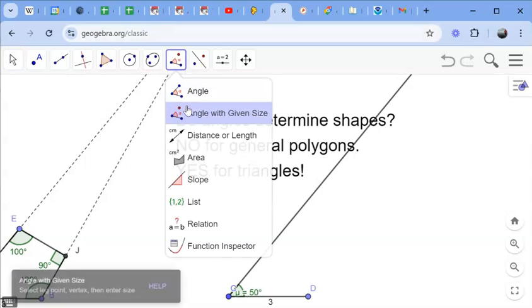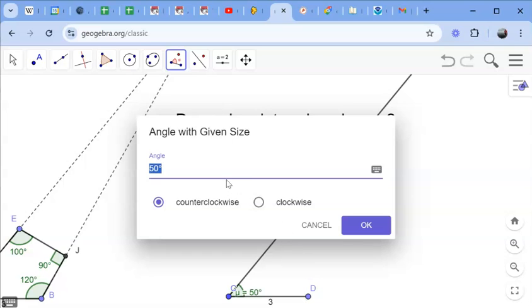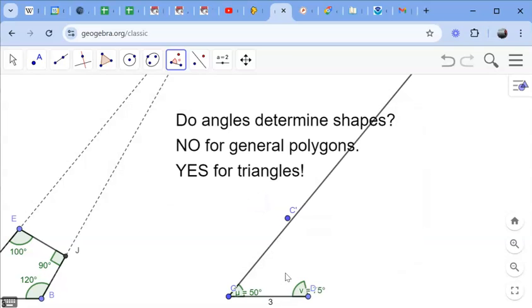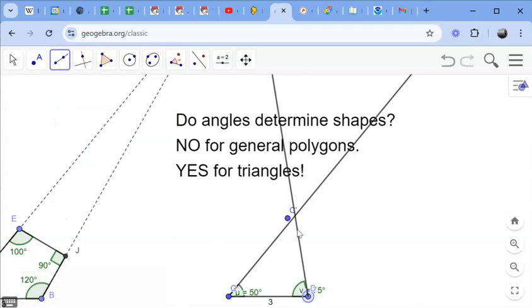Now I'll do the same thing over here at D. Let's say 75. Ooh, and I want it to go the other way. Otherwise, it turns out to go downward. Okay. And I'm going to make a ray again. Now, I've got a baseline segment.